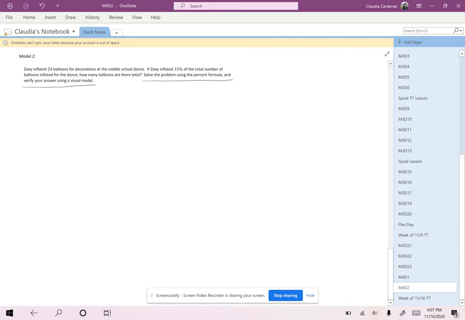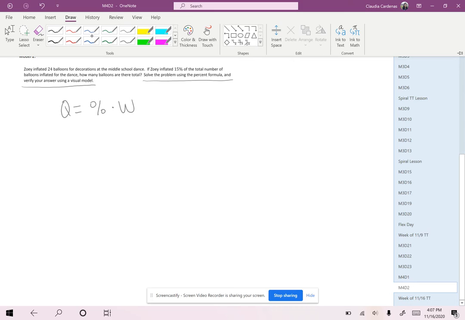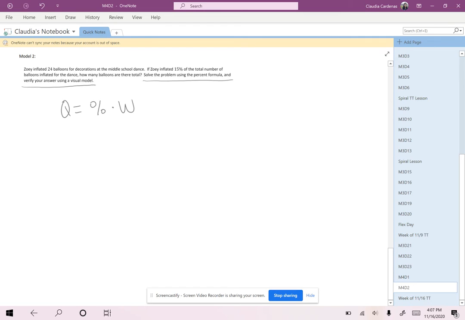So first off, if we're using the percent formula, I know it's the quantity equals the percent times the whole. So as I go through the problem again, I want to make sure I'm looking for pieces that might identify themselves as the quantity or the part, the percentage, or the total. So if she inflated 24 balloons for decorations, I'm not quite sure if that's the specific part that they gave us or if that's the total amount.